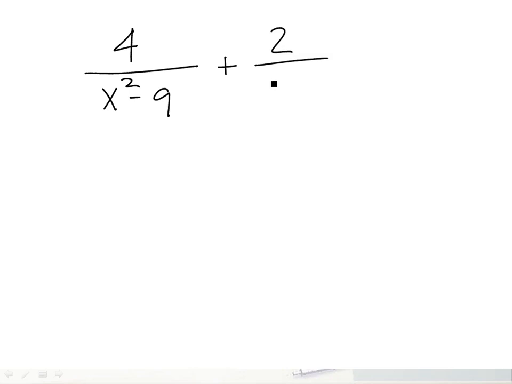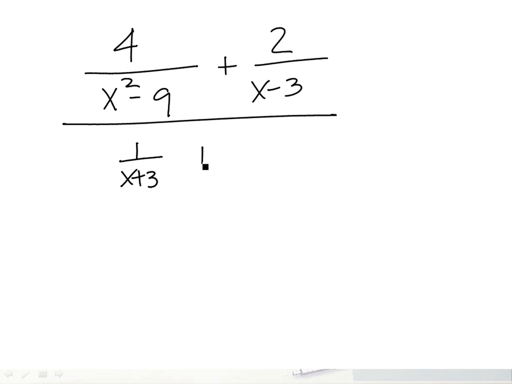Okay, let's try one more. We have 4 over x squared minus 9 plus 2 over x minus 3 all over 1 over x plus 3 plus 1 over x minus 3. So I immediately noticed that you can now factor a denominator in this problem. This x squared minus 9 is a difference of squares. So let's factor it.